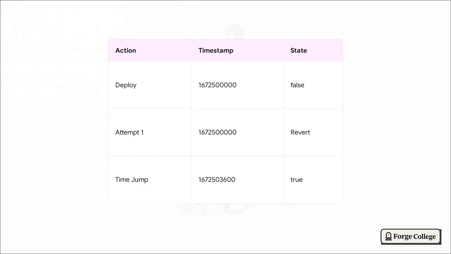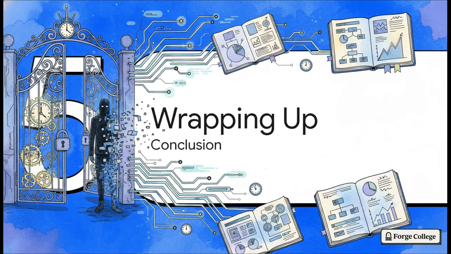We deploy at a timestamp ending in all zeros. The state is false. We make our first attempt at that exact same time, and bam, we get a revert. Then comes the time jump. We force the timestamp exactly 3,600 seconds, which is exactly 1 hour, into the future. We run the trigger again, and the state flips to true. This clean, super technical chart is the exact reproducible evidence that security scanners and human analysts absolutely need to verify a timestamp dependency. And that brings us to Section 5, wrapping up.